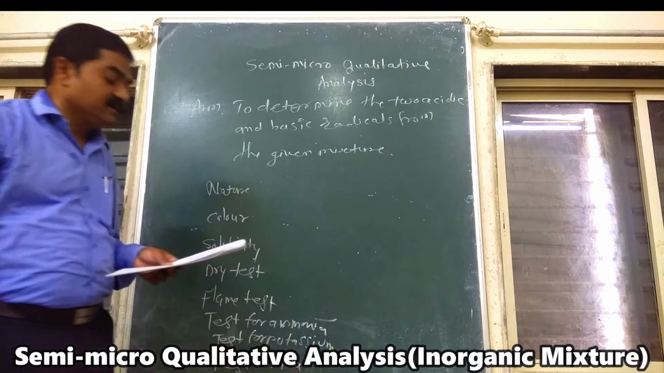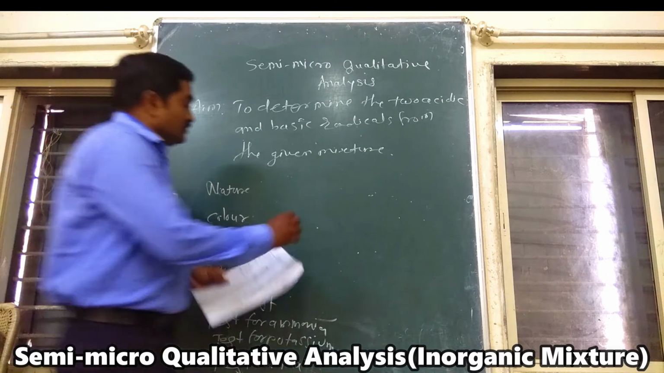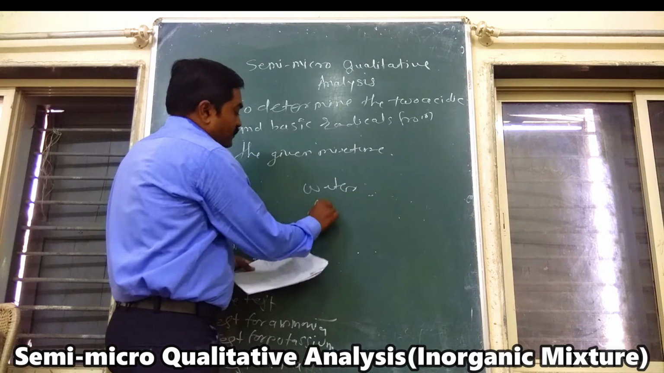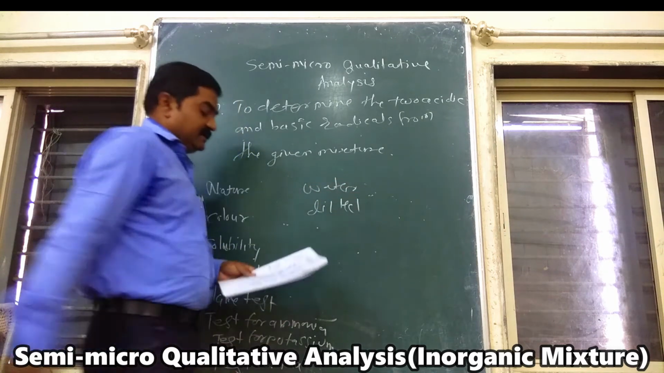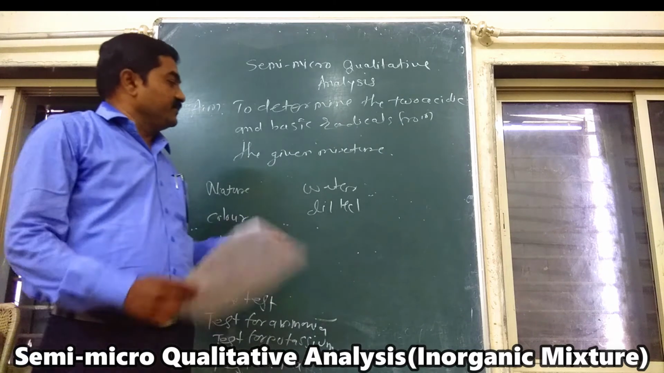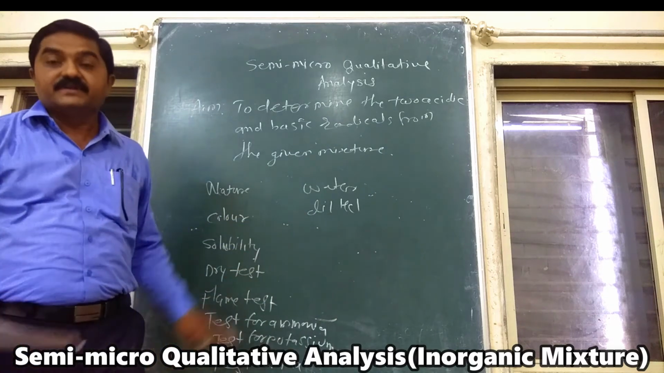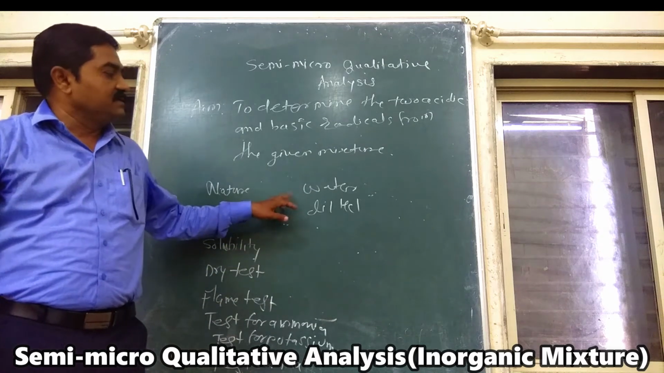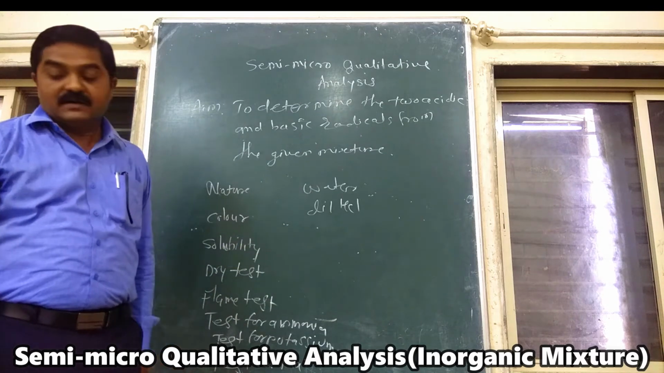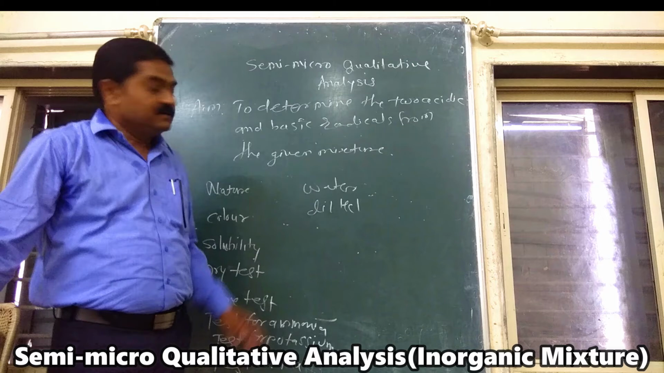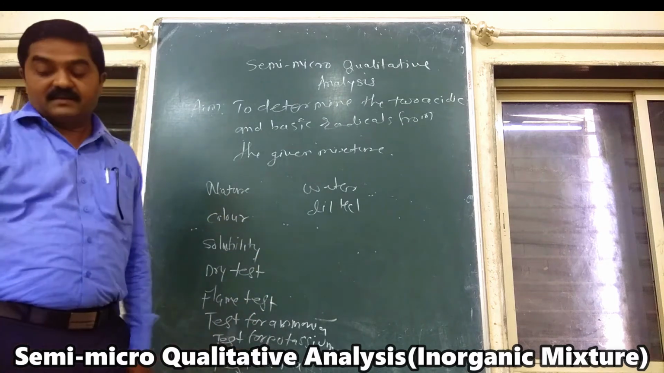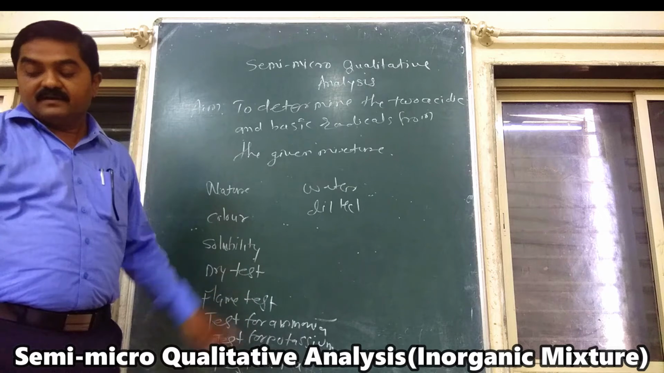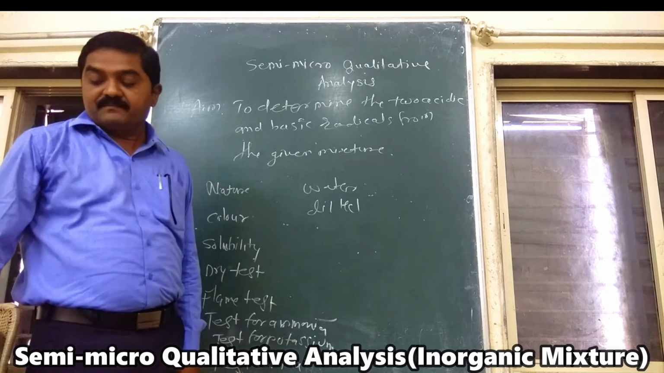Then the solubility. Solubility means solubility in water, then in dilute HCl, and then in dilute nitric acid. If the given mixture is soluble in water, it is water soluble, and if it is not soluble, boil the solution and then see the solubility. Then salt plus dilute HCl. If the solution is soluble, there may be oxalate and acetate present here.